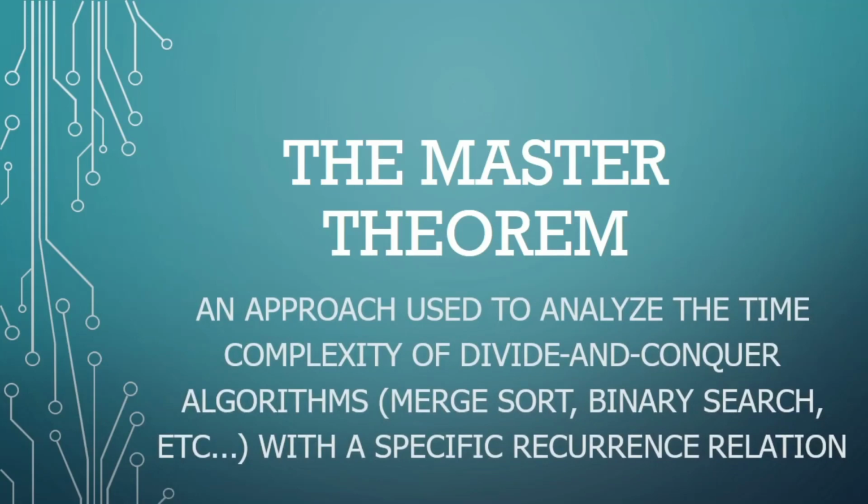The master theorem is an approach which we use to analyze time complexities of different algorithms, specifically the divide and conquer algorithms. Examples of divide and conquer algorithms include merge sort, binary search, and many others out there. To use this master theorem, we start off with a specific recurrence relation. We obtain these recurrence relations from the problem statement, and we'll be looking at examples in this video, so stay tuned.